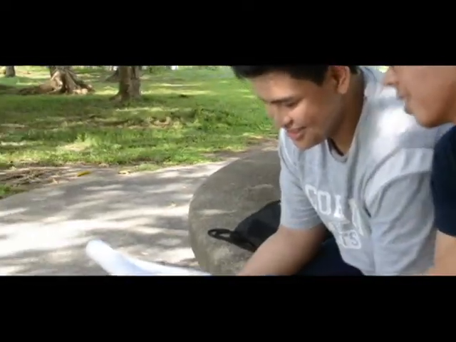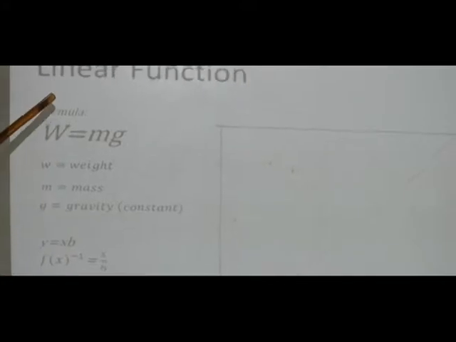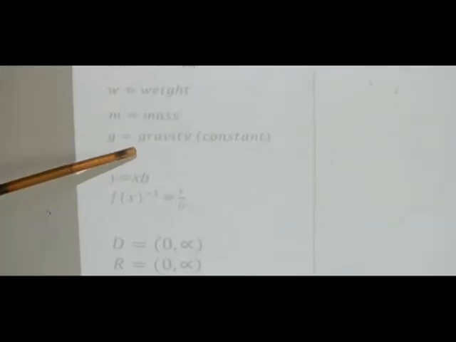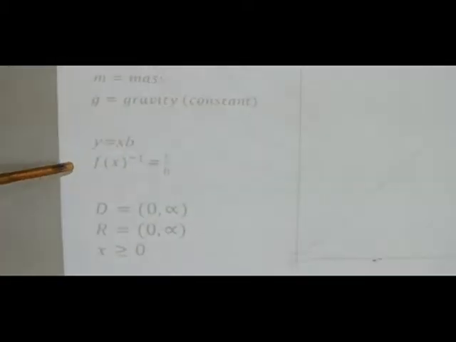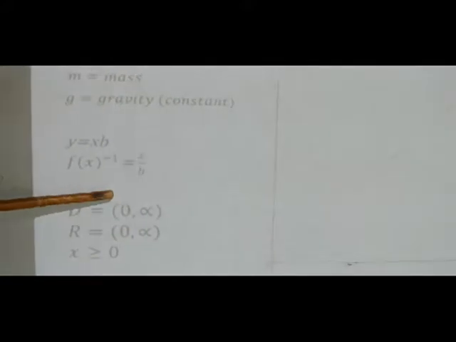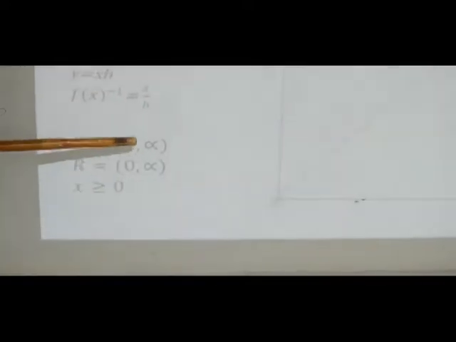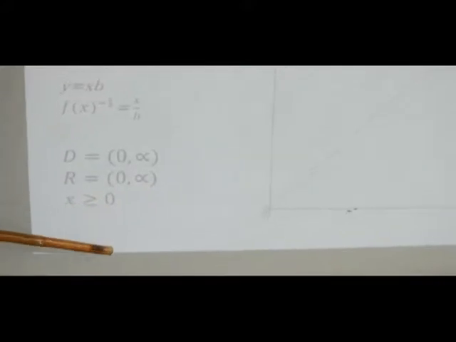Sige, turuan kita. Unahin muna natin dito sa linear. For our linear function, we have the formula W is equal to mg, where W is equal to weight, m is equal to mass, g is equal to gravity. Now, for our inverse function, we have the formula f of x raised to negative 1 is equal to x over b, where the domain is equal to 0 to positive infinity and range is 0 to positive infinity and vice versa. And x must always be greater than or equal to 0 in real life situations.